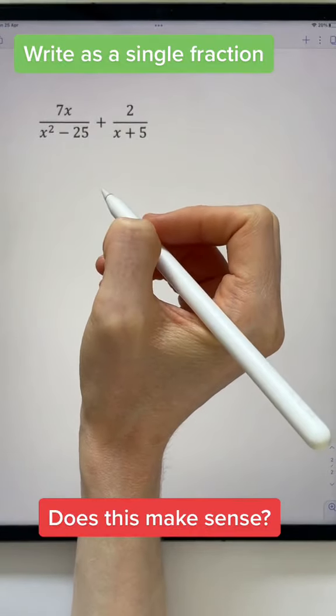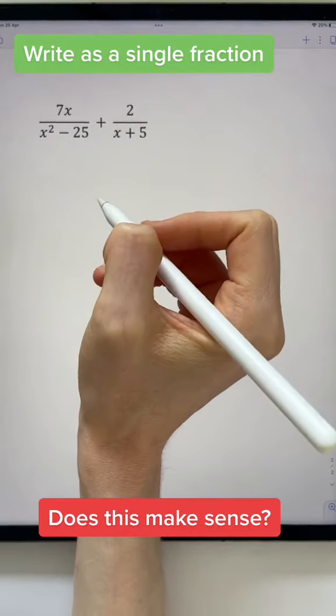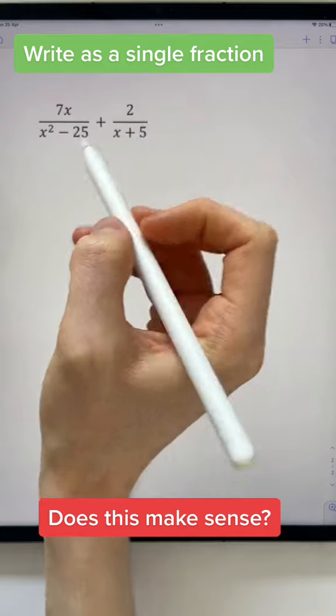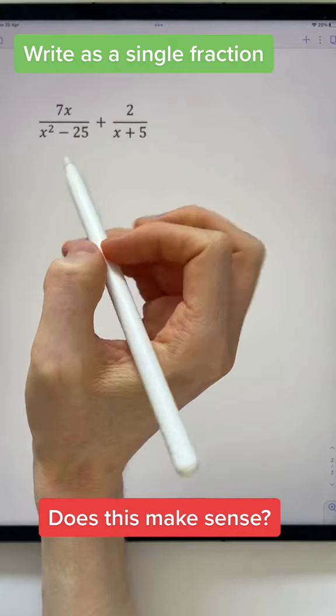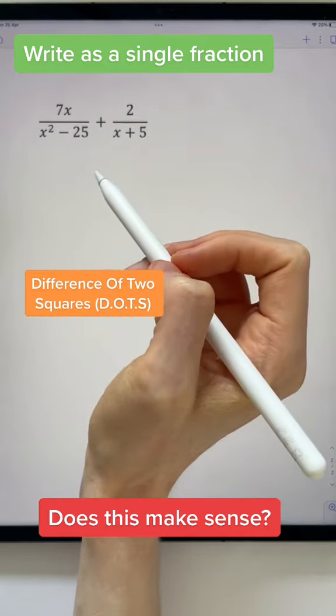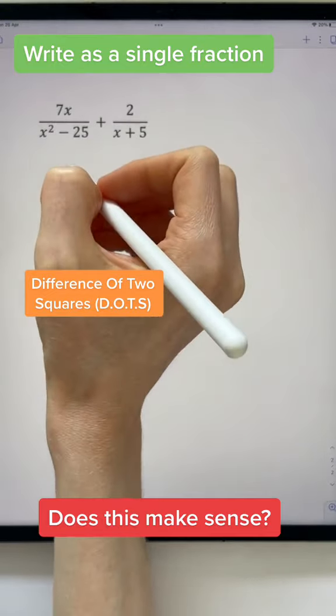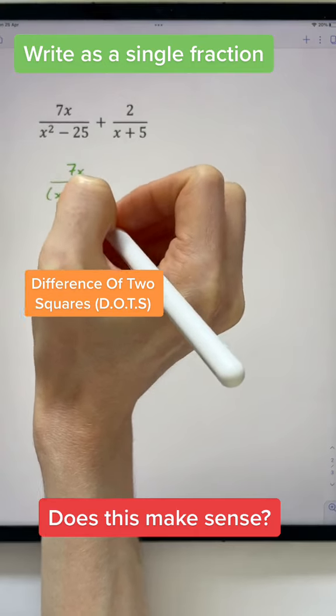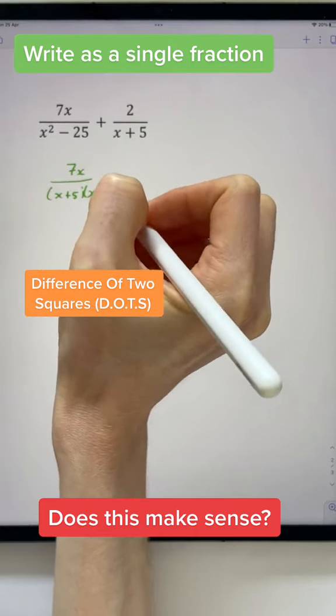In order to add or subtract algebraic fractions, I must have a common denominator. Here I should note that the denominator of the first fraction can be factorised, as it is in fact the difference of two squares, as I have a squared term subtract a squared term. Hence I'm going to rewrite the first fraction as 7x on the top, and on the bottom I'm going to have x plus 5, in brackets, multiplied by x minus 5.